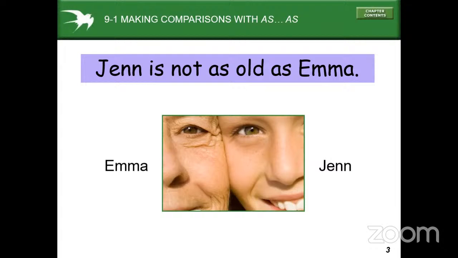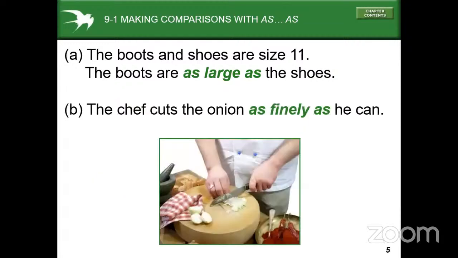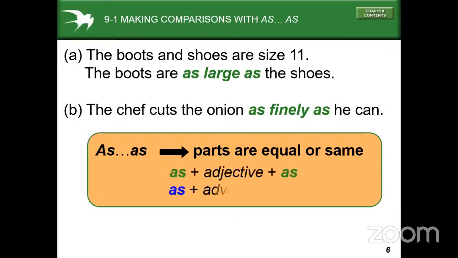And let's continue. For example, the boots and shoes are size 11. The boots are as large as the shoes. The chef cuts the onion as finely as he can. Right? As. Parts are equal or same. As plus adjective plus as. Okay, plus also as, adverb plus as.